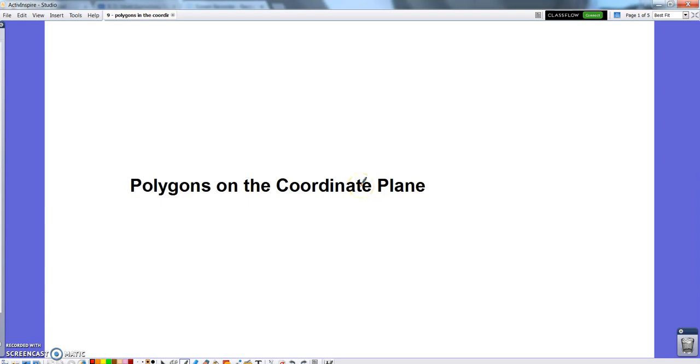Going to make some polygons on the coordinate plane. So give yourself plenty of space. Coordinate plane stuff tends to take up a lot of space. Make this your next title. Unpause when you're all ready and think with me.